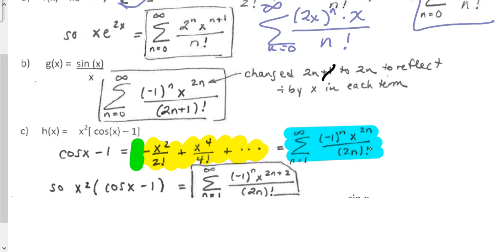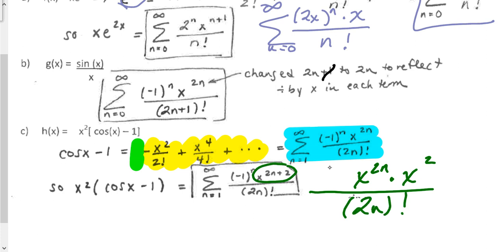So the exponent on my x went up by 2. I wouldn't have to have this all smushed together. I could have x to the 2n times x to the second within my sigma notation. That is completely fine. And then have my sign alternator out here on its own. Okay, that's the same thing with the sigma, et cetera, et cetera.